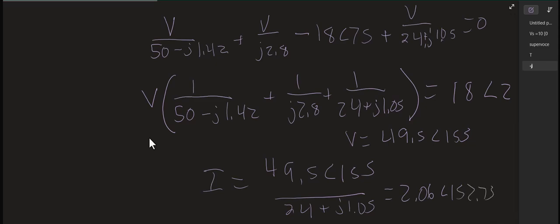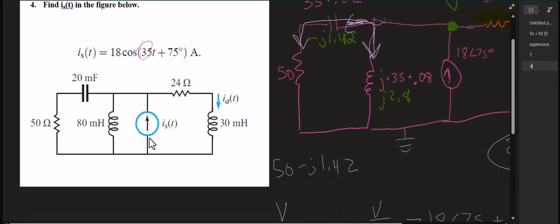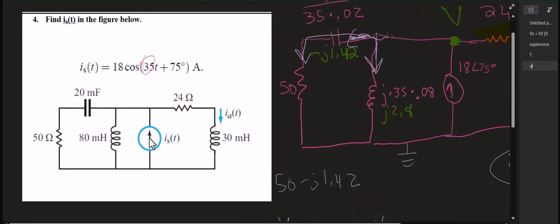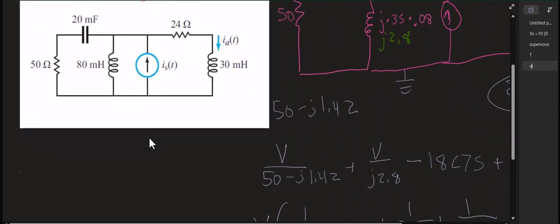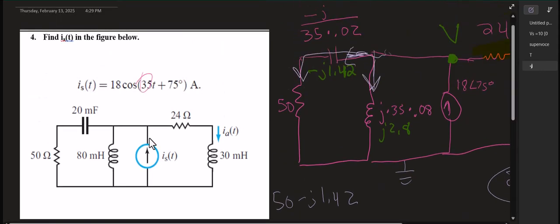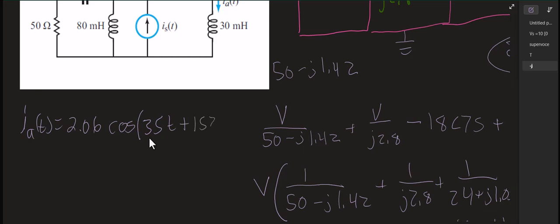But remember, the answer asked for it in I of t. So we got 2.06 angle 152.75. So I of t equals 2.06 cosine, and then our frequency is 35t plus 152.75 degrees amps. And don't forget your units.